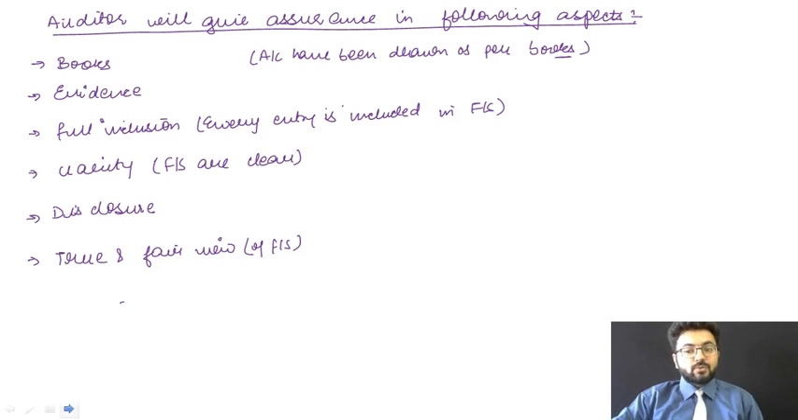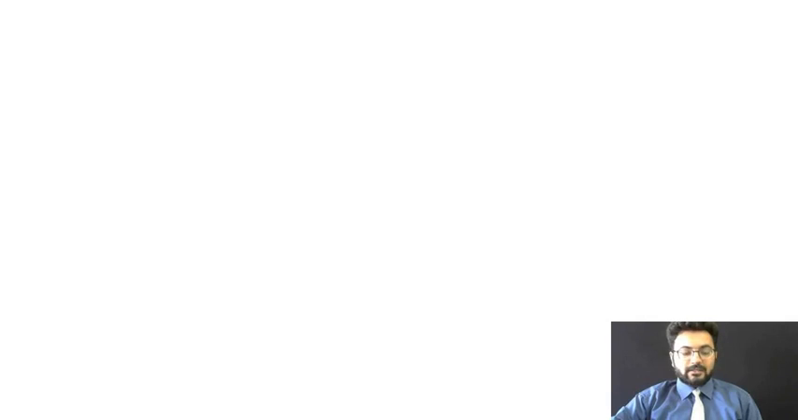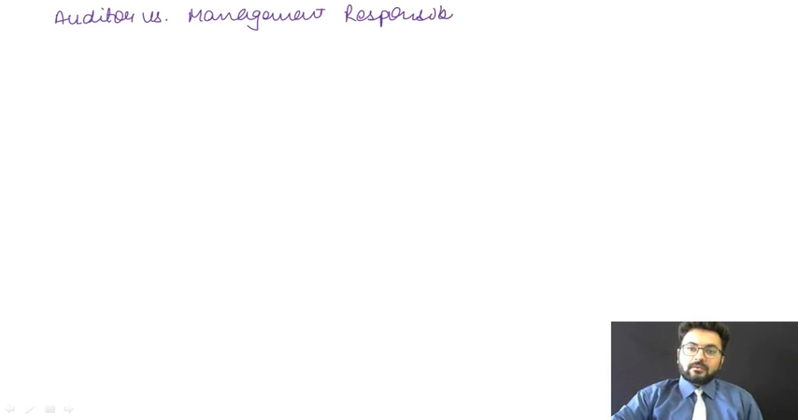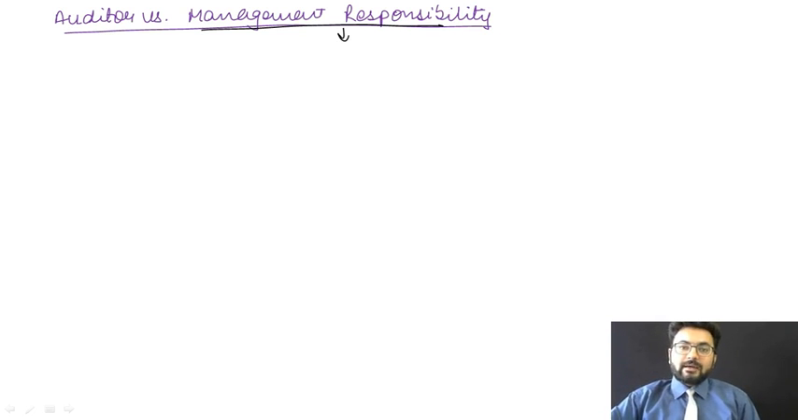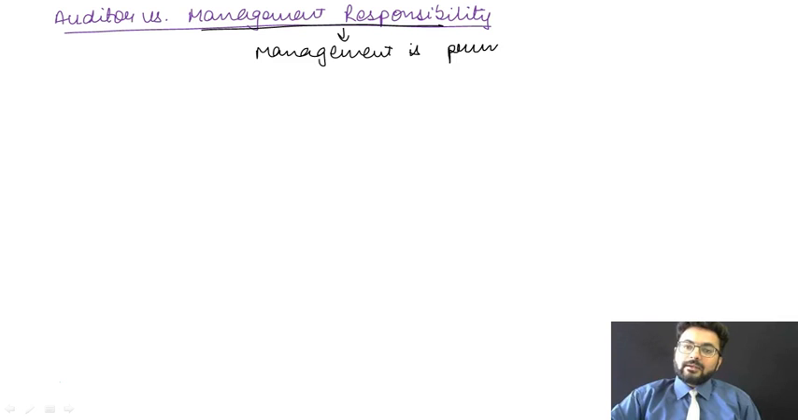Now moving on to next, whose responsibility is it to prepare accounts? So what is going to be the scope of the auditor? You can write it as auditor versus management responsibility. Oh, I'm sorry, let me correct it. What is the responsibility of the auditor and what is the responsibility of the management? The very first thing, the management responsibility. You can write management is primarily responsible.